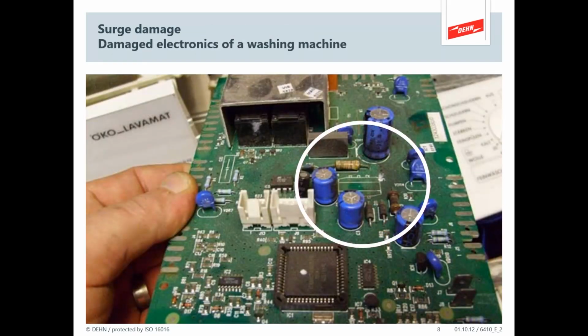Now, here's a washing machine. And we can see here that components are damaged. This is a result again of a nearby lightning strike. And yep, that could be a new printed circuit board. Maybe that's worth doing, maybe it isn't. Maybe it's just worth buying a new washing machine.